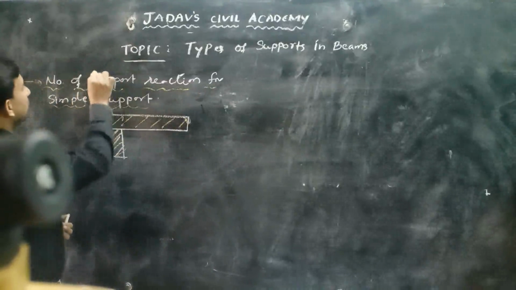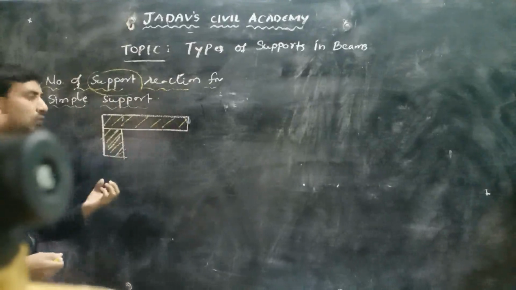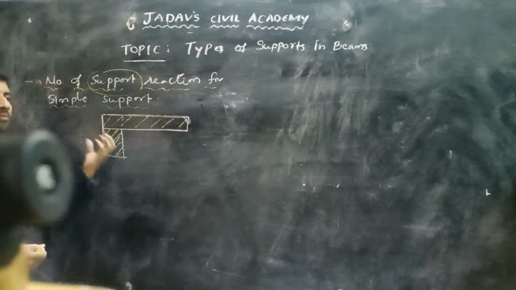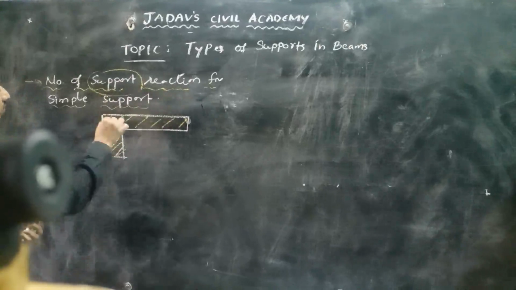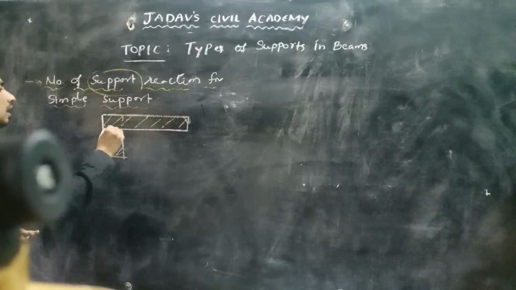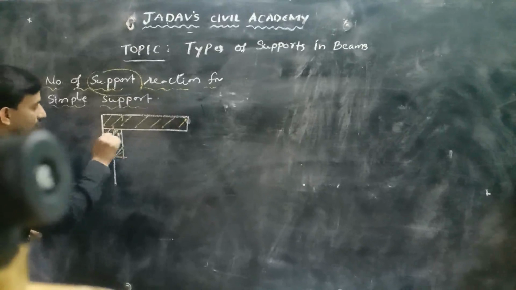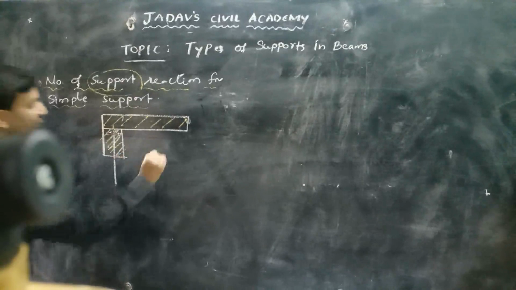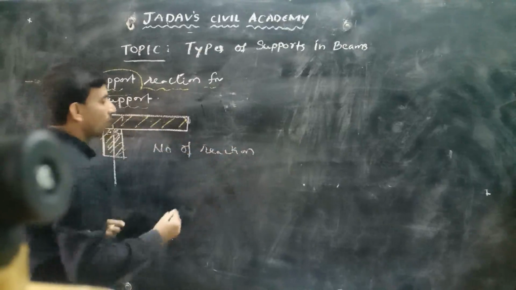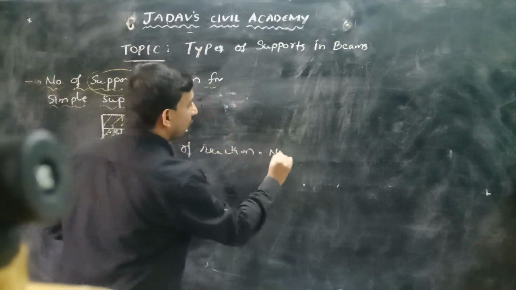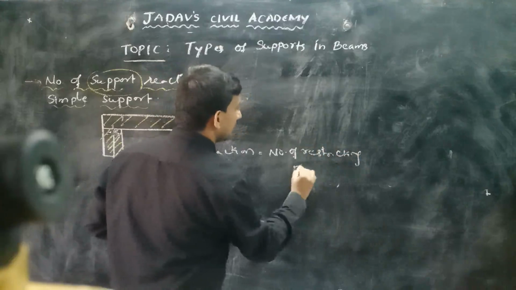So what do you mean by support reaction? While calculating the support reaction, we will remove the actual support and, in place of this support, we will introduce a reaction. So for the simply supported beam, the number of reactions is only 1. The number of reactions in any support is equal to the number of restricted moments.